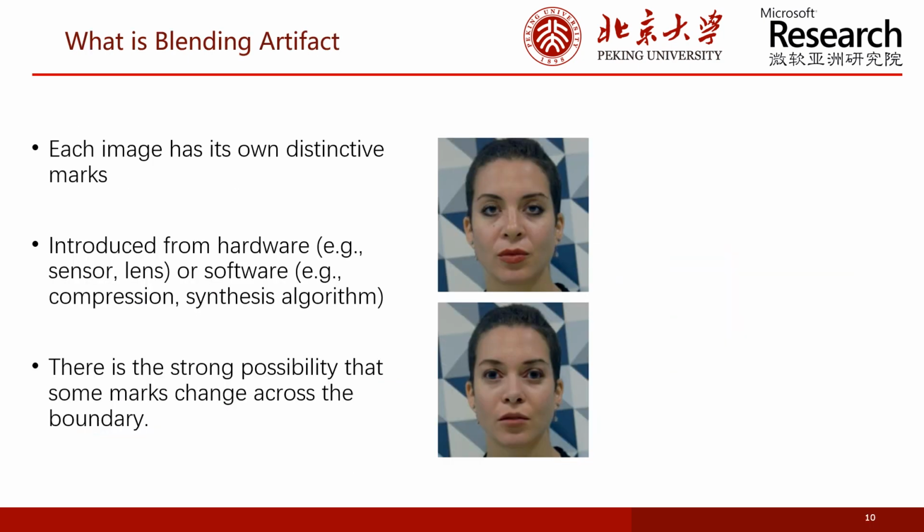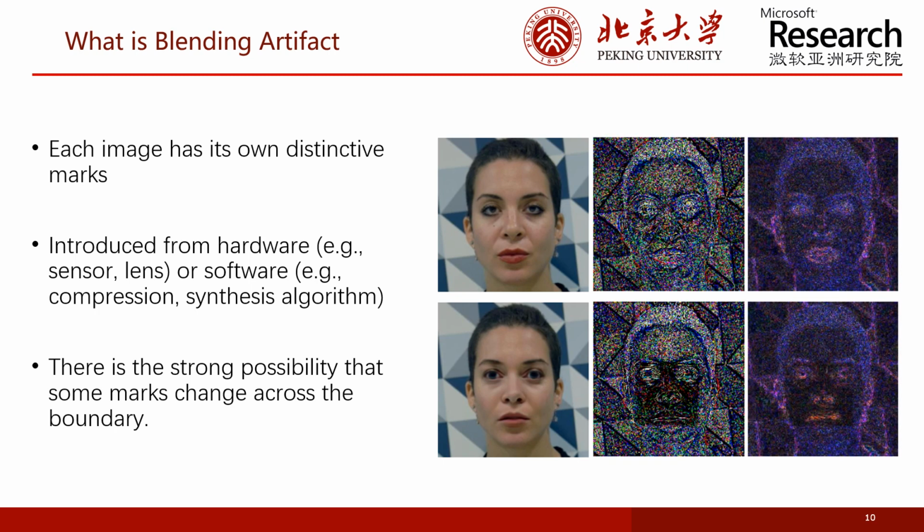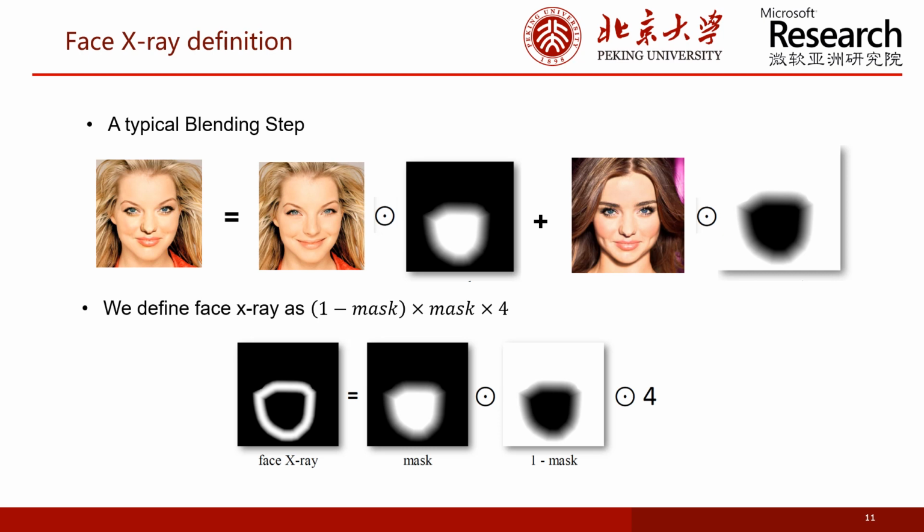First, what is a blending artifact? Every image has its own marks. They can come from hardware or software. If we merge 2 images, there is a strong possibility we can find those marks change across the boundary. As in this one, the middle column is noise level analysis, and the right column is error level analysis. The real face and blended face show a very different pattern. A typical blending step is like a foreground face multiplied by a blending mask and a background face multiplied by 1 minus the blending mask. So we define face X-ray as the blending mask multiplied by 1 minus the blending mask, and multiply it by 4 to make it range from 0 to 1.